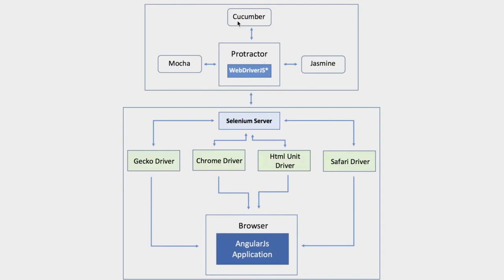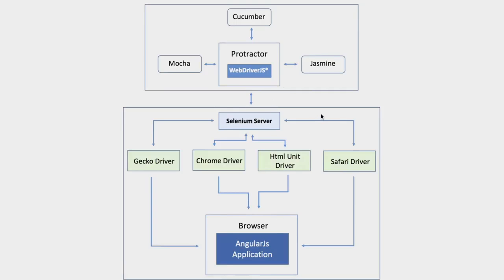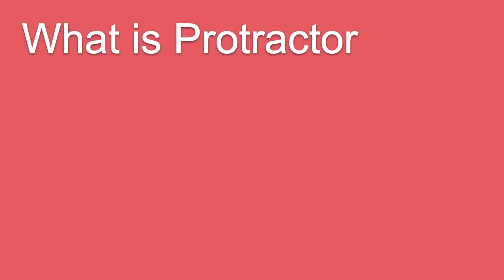Then what you see here, like Cucumber, Mocha, Jasmine, these are testing frameworks, so you can create your test cases using these frameworks. This interacts with the Selenium server, and then we have the browser drivers for different browsers, and finally we have the AngularJS application which is running on the browser. So this is a typical architecture or design of Protractor with WebDriver JS. We will discuss this in more detail in coming sessions.